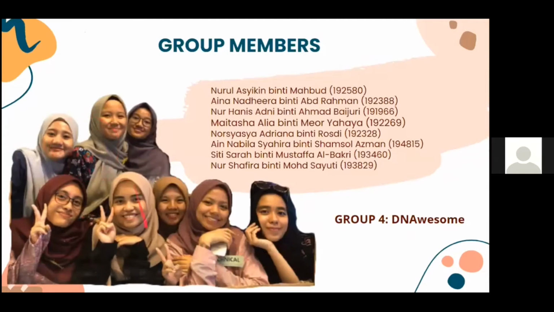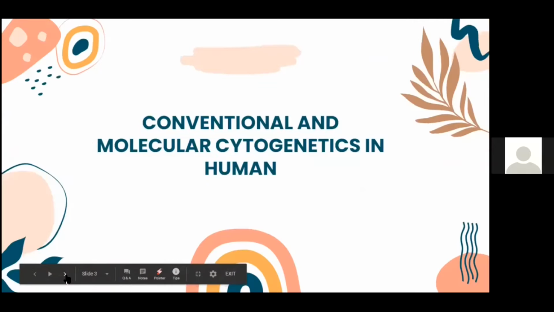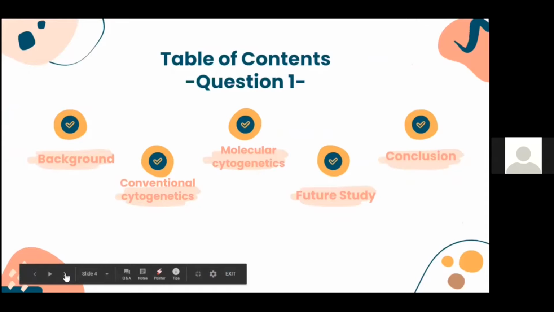Today we are going to present on the conventional and molecular cytogenetics technique in human and non-human sample. But first we will start with techniques conducted in human sample. So these are our table of contents.